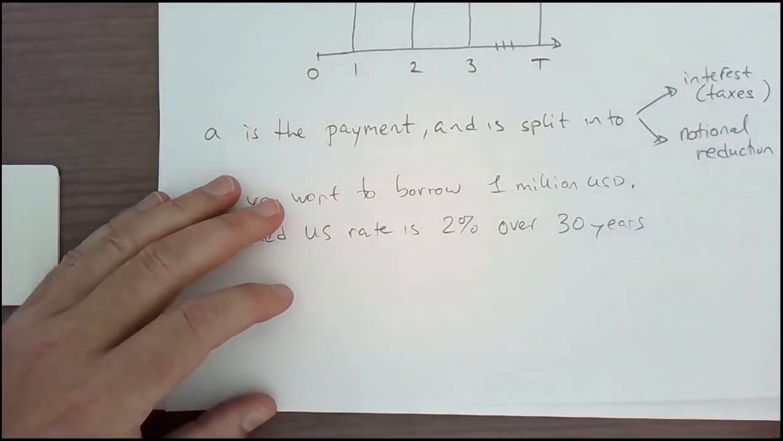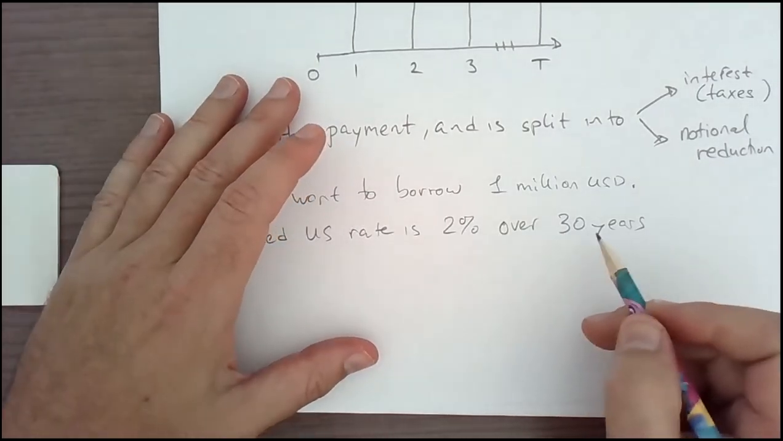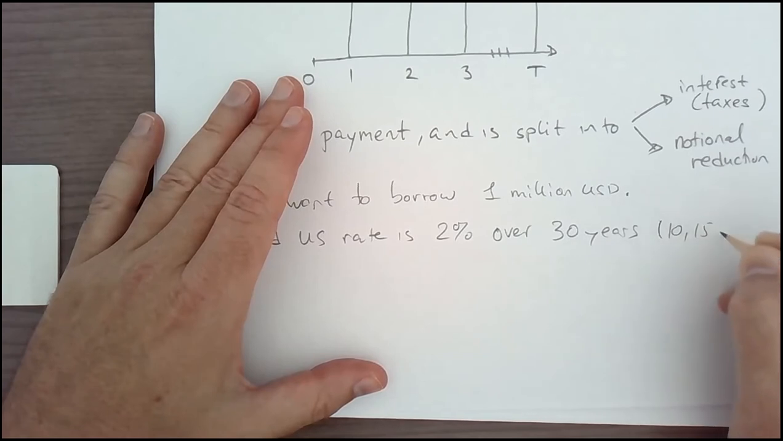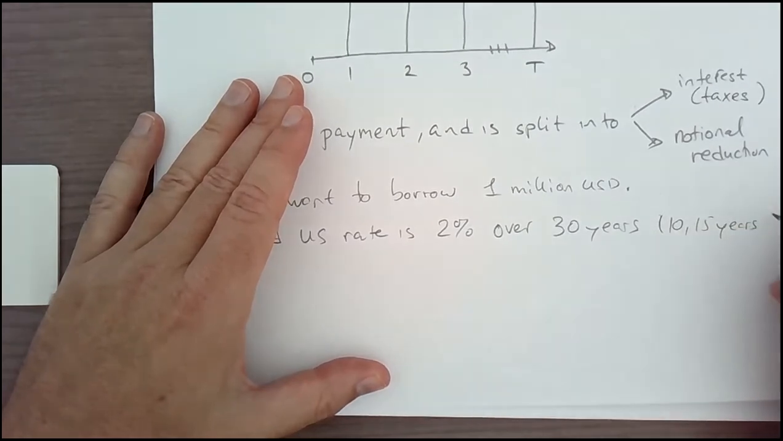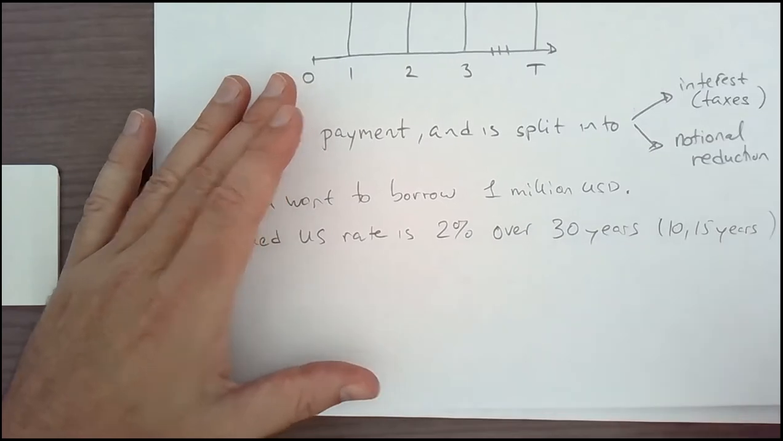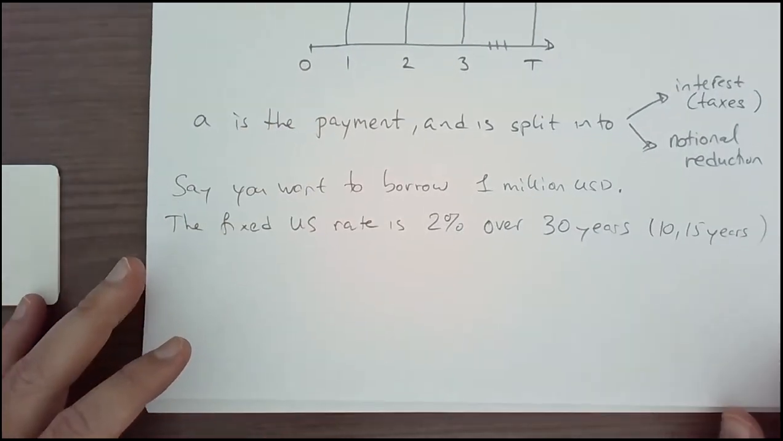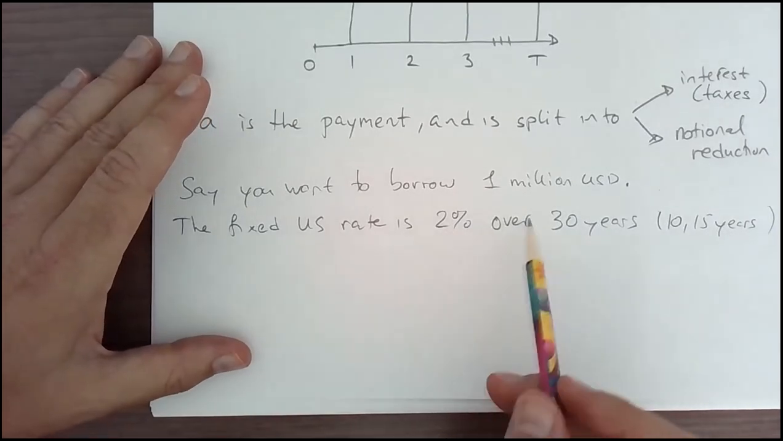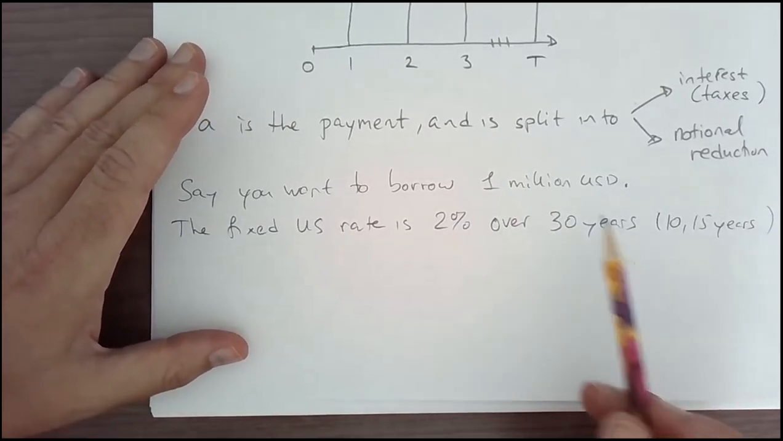In the US, you can also get other maturities than 30 years. You can get 10 and 15 years. They're also available. But let's do the standard one, which is 30 years. So the fixed US rate is 2%. You pay it over a 30-year period. You want to borrow $1 million.